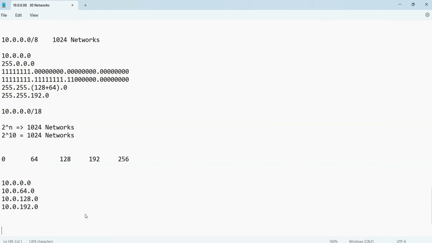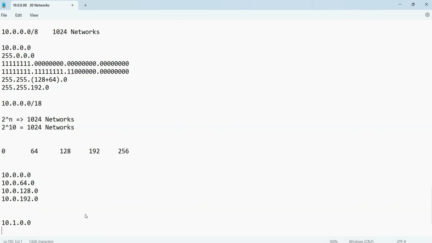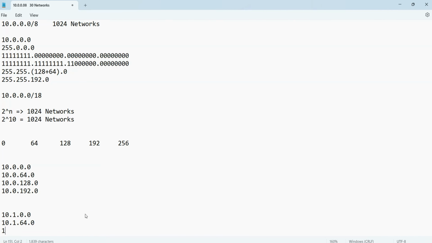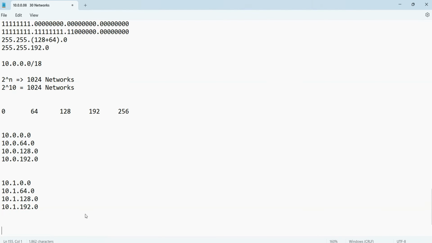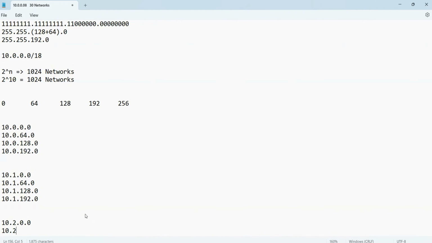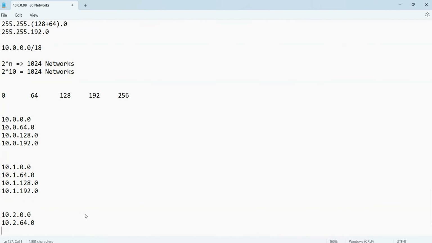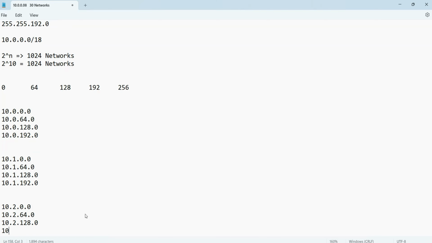And then I go this: 10 dot 1 dot 0 dot 0. Then 10 dot 1 dot 64 dot 0. Then 10 dot 1 dot 128 dot 0. And then 10 dot 1 dot 192 dot 0. Okay. Then 10 dot 2 dot 0 dot 0. Then 10 dot 2 dot 64 dot 0. Then 10 dot 2 dot 128 dot 0. Then 10 dot 2 dot 192 dot 0.